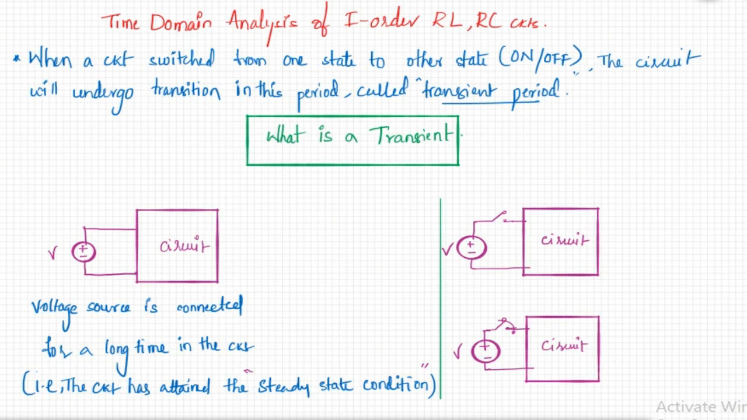When a circuit switches from one state to another state, the circuit will undergo a period called transition, and that period is called the transient period. The on state to off state or off state to on state, turning on of a circuit by a voltage source or a current source, is called the transient period. So what is a transient actually?